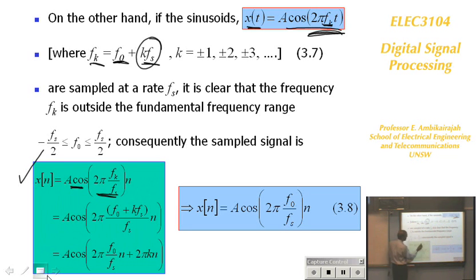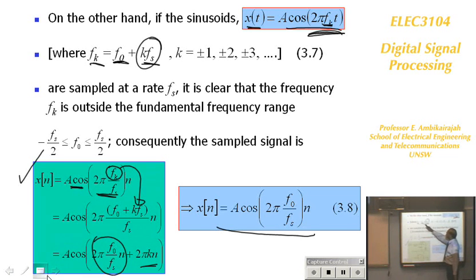You can see here that if I substitute f_k equal to f naught plus k fs, and simplify this, it becomes 2 pi f naught over fs plus 2 pi k n. And you know 2 pi k n is a multiple of 2 pi, so you get 2 pi f naught over fs. So this tells you, if you have a frequency which is not f naught, but f naught plus k fs, after you sample it, you will see this frequency as though it is f naught. So in the fundamental diagram, you draw like this. It's a very important concept you need to know.